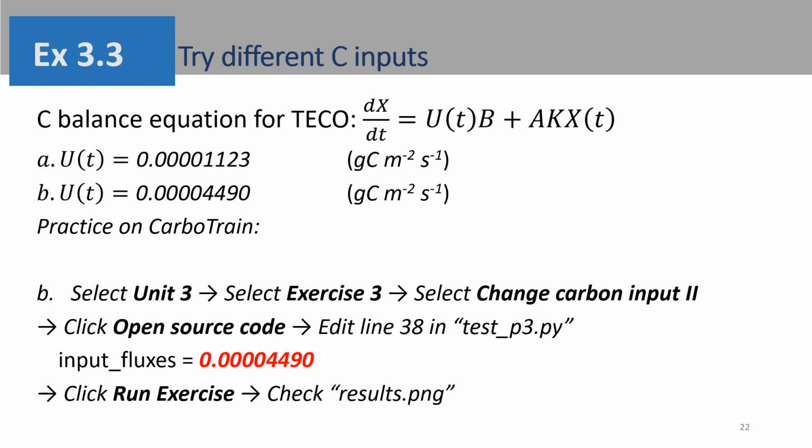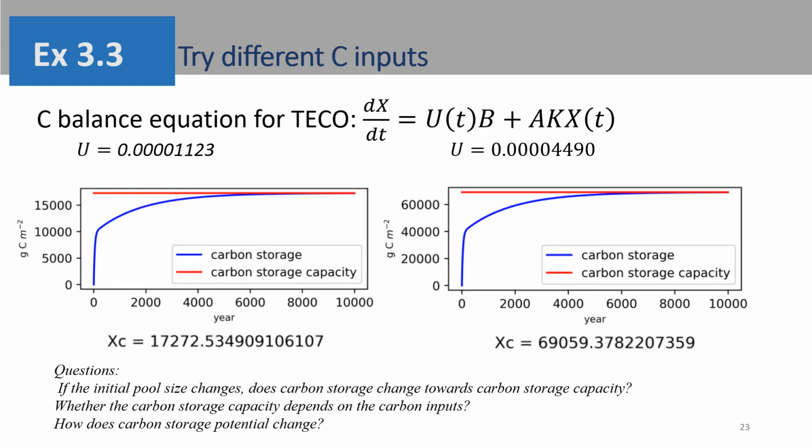Then let's change the case to change carbon input 2 and repeat previous steps. Replace the initial value with the higher value as we provided. Then click Run Exercise and check results. By comparing these simulations, we can see carbon storage stabilizing at different carbon storage capacity. Now let's answer this question. Especially, can we think about whether carbon storage capacity depends on carbon input? Let's fill the blank for exercise 3.3 in slide 11.